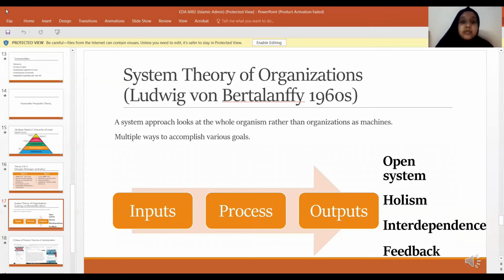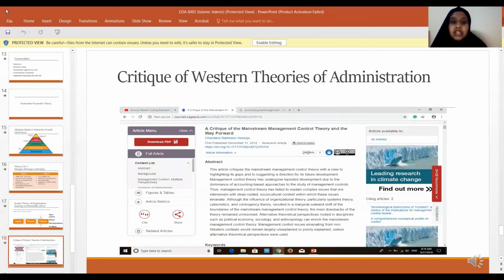Next, the systems theory of organizations, according to Ludwig von Bertalanffy in the 1960s. He said we have to have input, process, and output, which are open systems, holism, interdependence, and feedback. This is all the Western theory of management. The last one is the critique of Western theory of education. You have to read it because it is the theory mentioned in it.